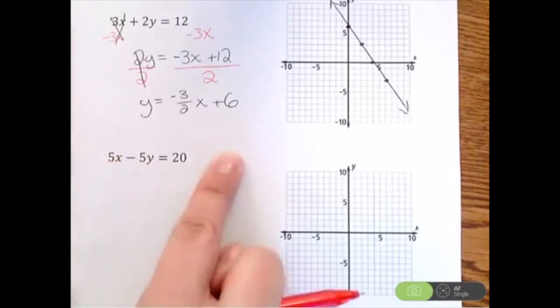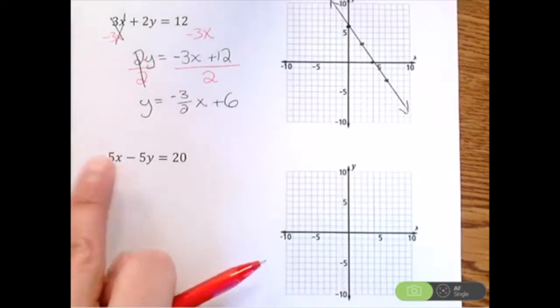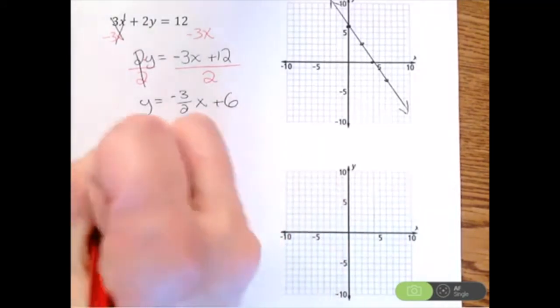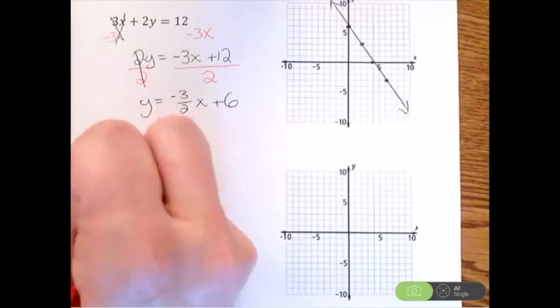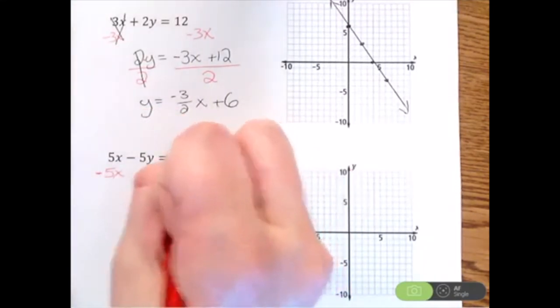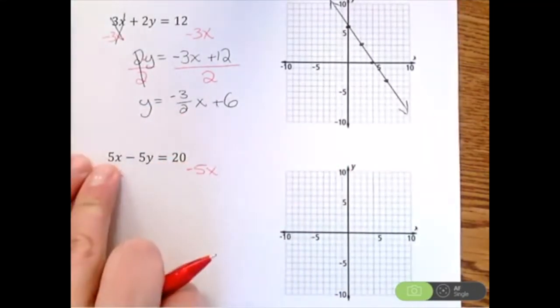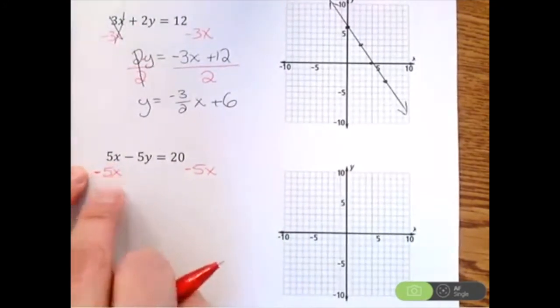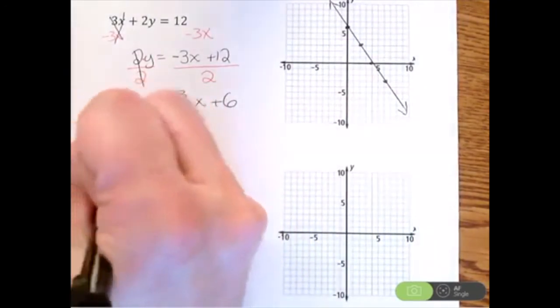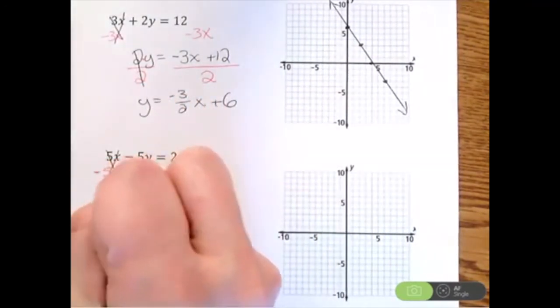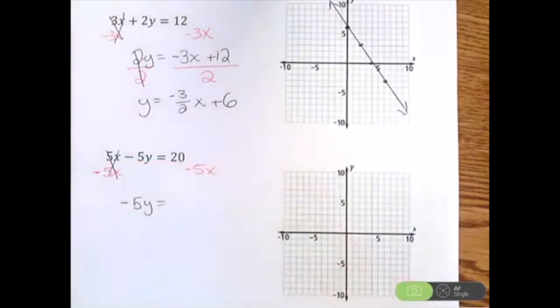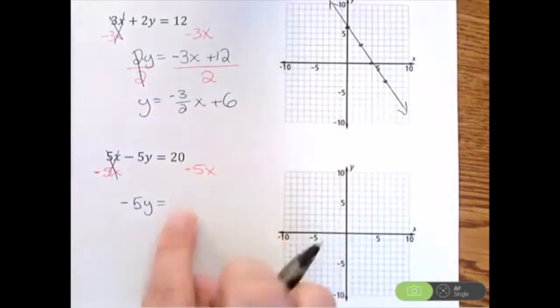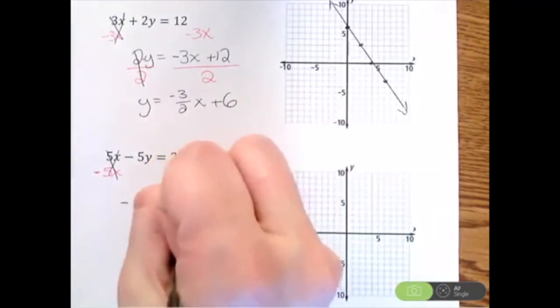First thing I'm going to move is that x to the other side. It's already a positive 5x, so I'm going to do a negative 5x, or subtract 5x. If it was already negative, like a negative 5x here, then I'd do plus 5x. It's always the opposite there. So 5x gets moved to the other side, so I have negative 5y equals, and I put my x term first.